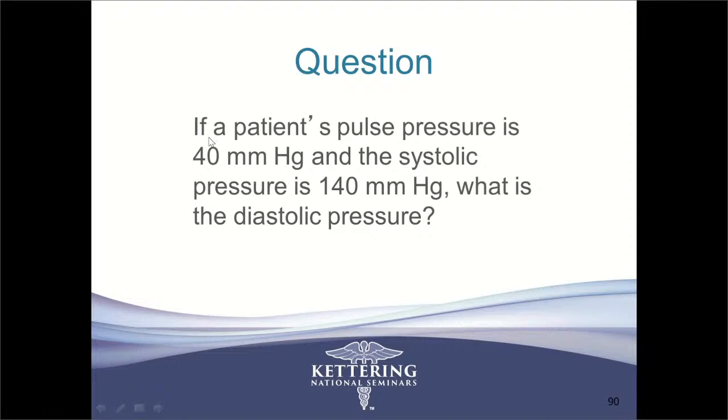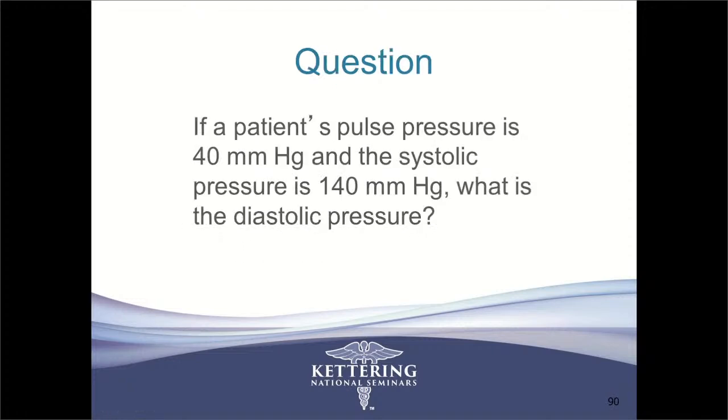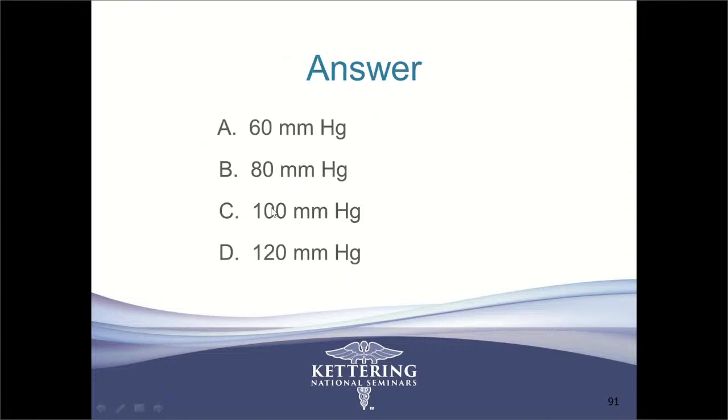The first question is, if a patient's pulse pressure is 40 and the systolic pressure is 140, what is the diastolic pressure? Well, again, the formula for this is the systolic minus the diastolic. So if we don't have the diastolic pressure, we know that the pulse pressure is 40 and this is 140, that means that 100 has got to be the diastolic pressure, right?